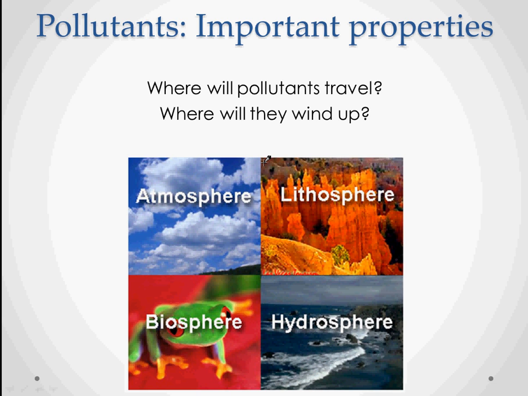This is the first video for this section looking at pollutants and the important properties of pollutants that help us figure out where they are going to go, where they will wind up. Will they be in the atmosphere, in the lithosphere, which we most usually think of as soil, in the biosphere, that is in living plants or animals, or in the water, the hydrosphere? So these are a bunch of properties you probably already know quite a bit about. This is just a little bit of review to get us all back on the same page.